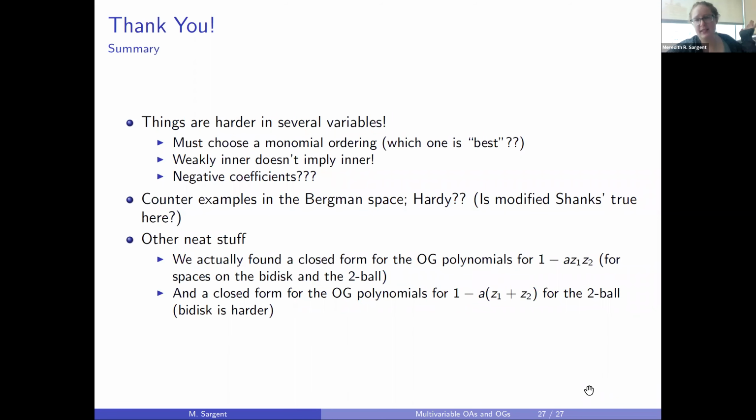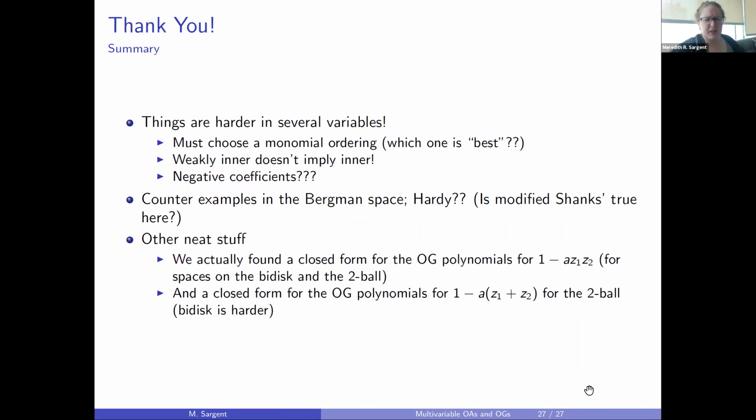I have kind of a summary. Things are harder in several variables. You've got to choose a monomial ordering. Depending on the function you're looking at, the f you're starting with, maybe you would want to choose a monomial ordering to optimize approximating that particular function. And choosing different orderings might end up being useful in applications. Also, in several variables, weakly inner doesn't imply inner. We have our Shapiro-Shields functions, so we don't have that same thing with our cyclicity.